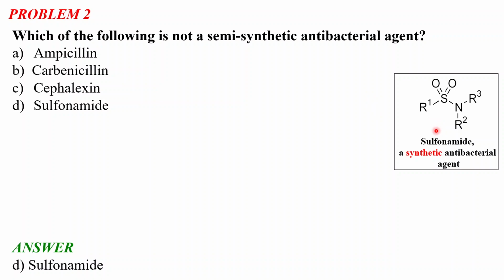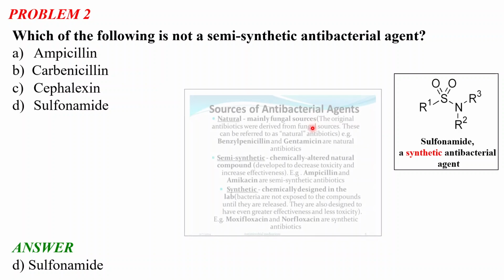For amides we have a combination of the carboxylic acid and then the amine part, and in case of amides we have only the carbonyl group, C double bond O, but in case of sulfonamide we have this sulfur and two oxygens here, which is the sulfonamide bond. So this is a synthetic antibacterial agent. This particular sulfonamide is not semi-synthetic, but it is a fully synthetic antibacterial agent.